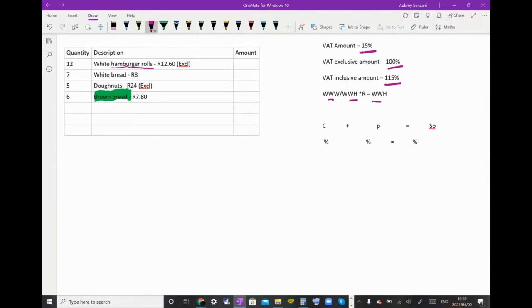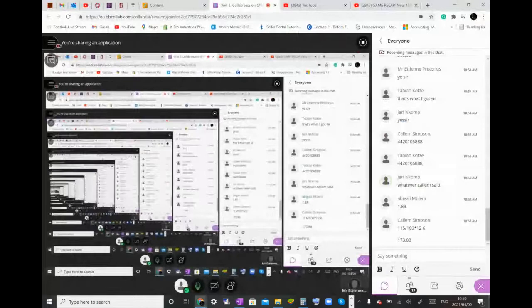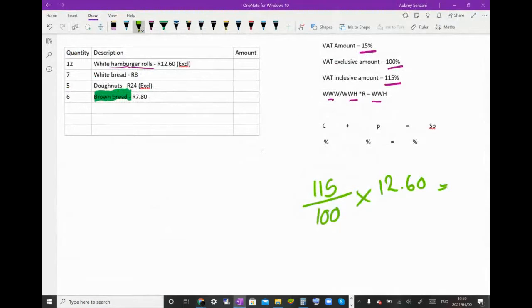Let me use a different color there. We're saying 115 divided by 100 times 12 Rand 60. And what did they get over there? 173.88. That is now the selling price.